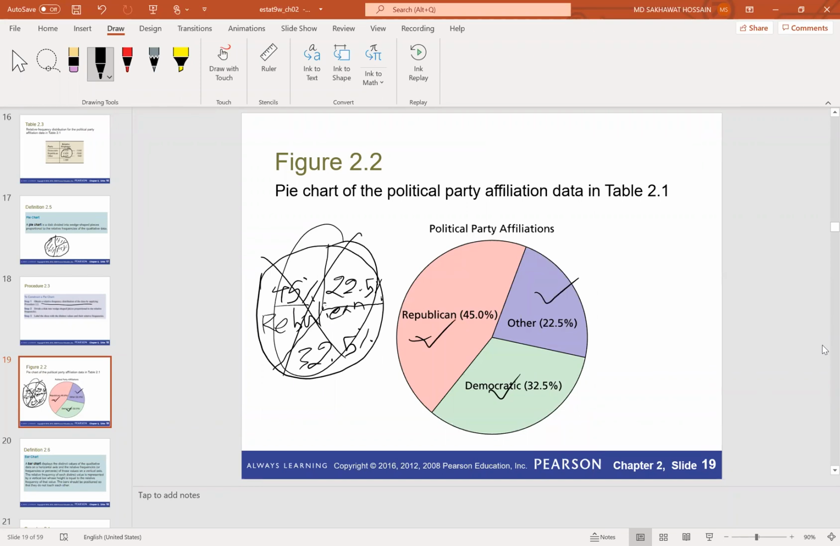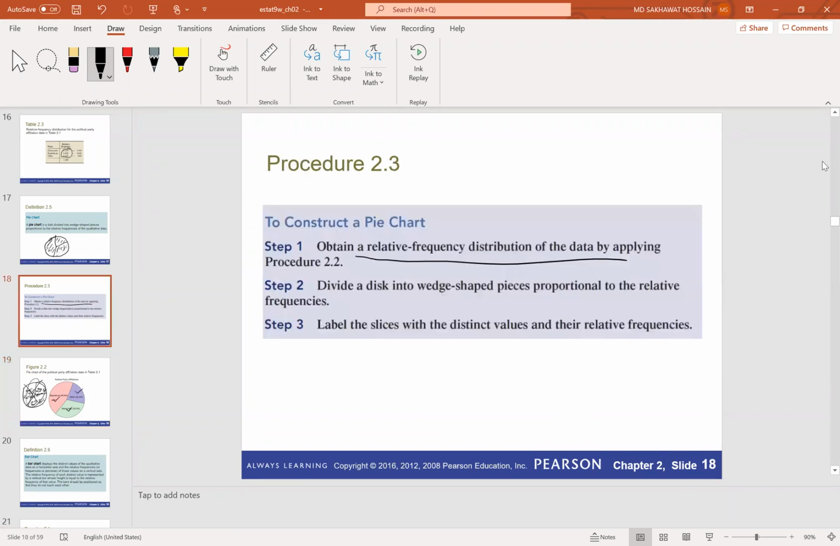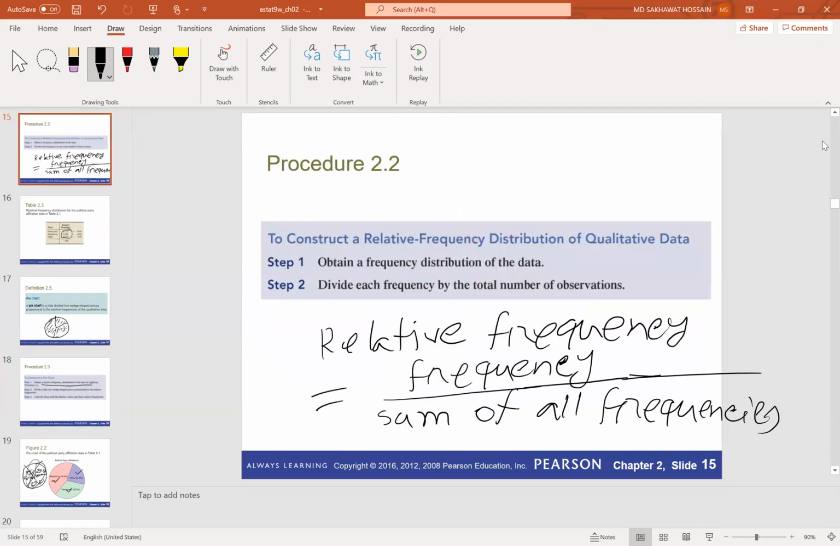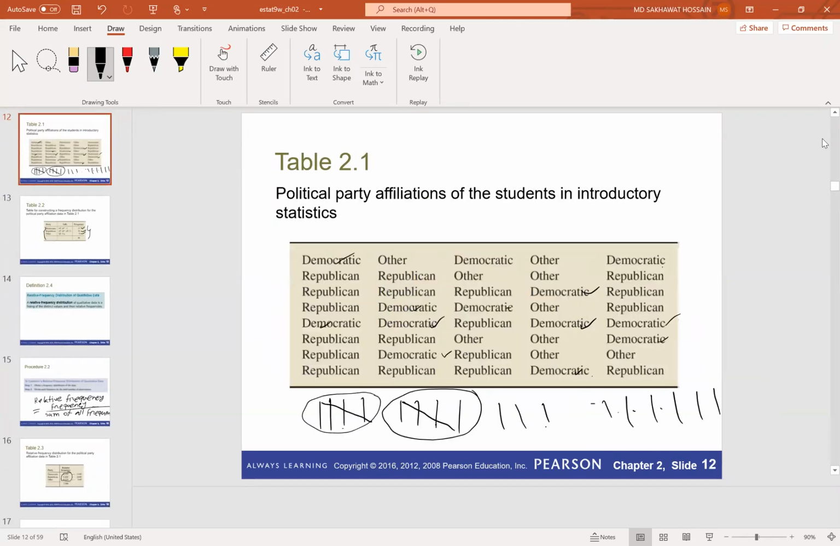Now the question is, why do we need this representation? At the very beginning, we had only this data. From this table, what information about the data can we get? What can we tell about the data based on this table? Anyone?